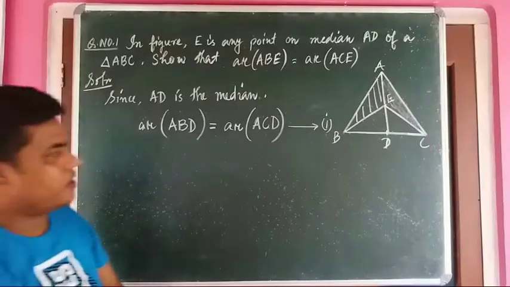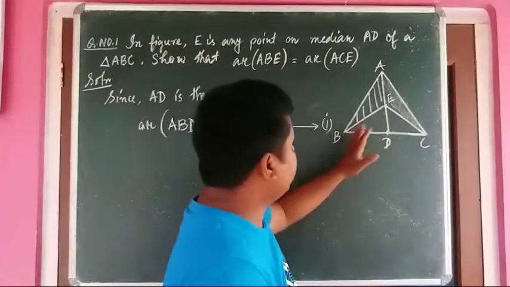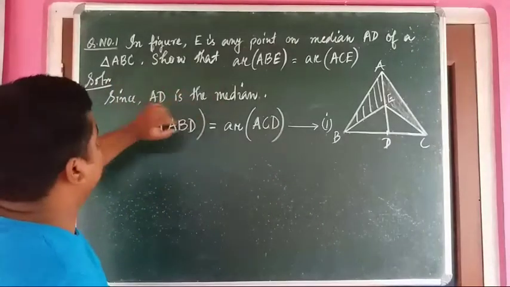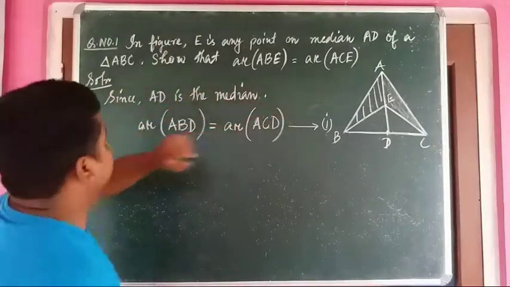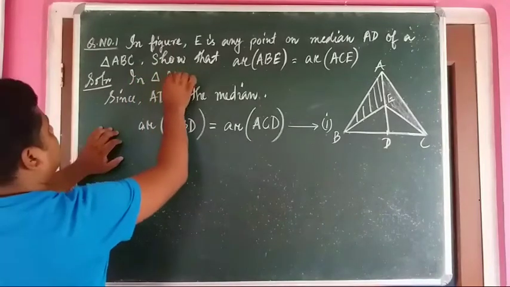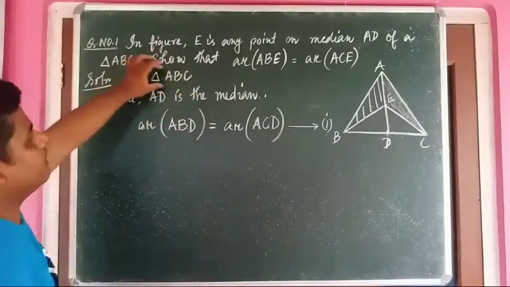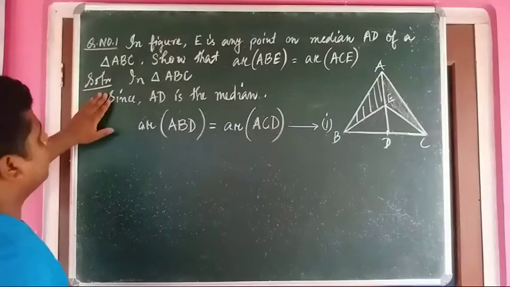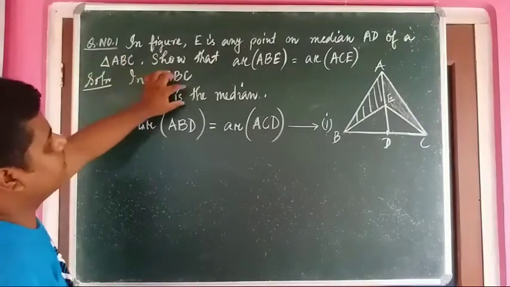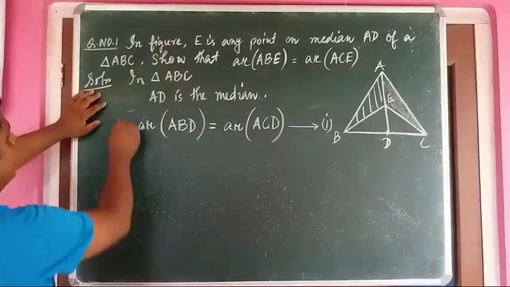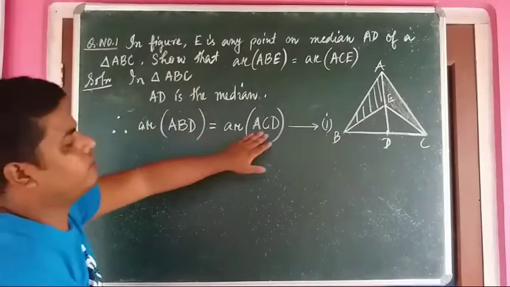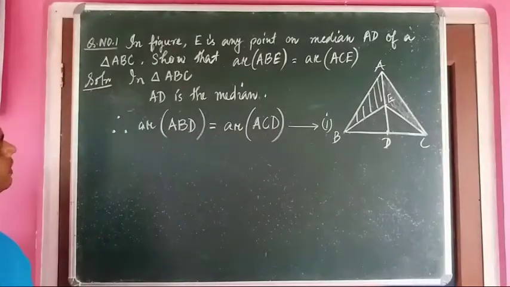Now, in triangle ABC, AD is the median. Therefore, area of ABD equals area of ACD.